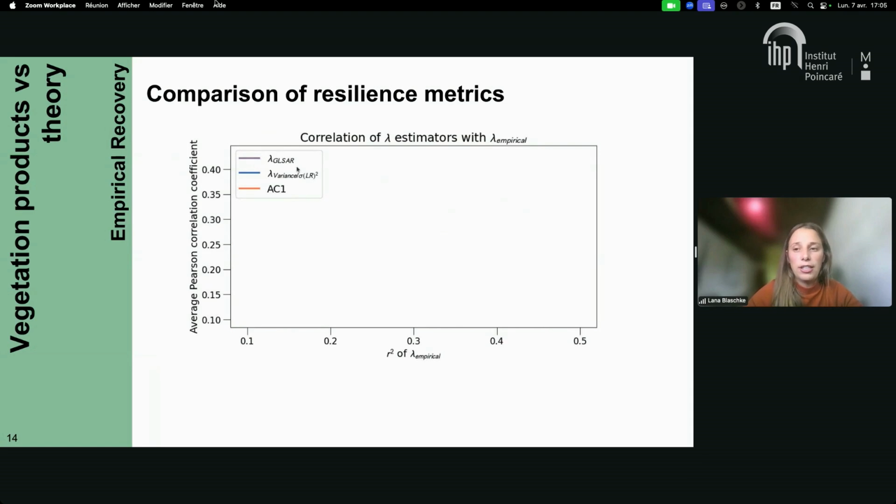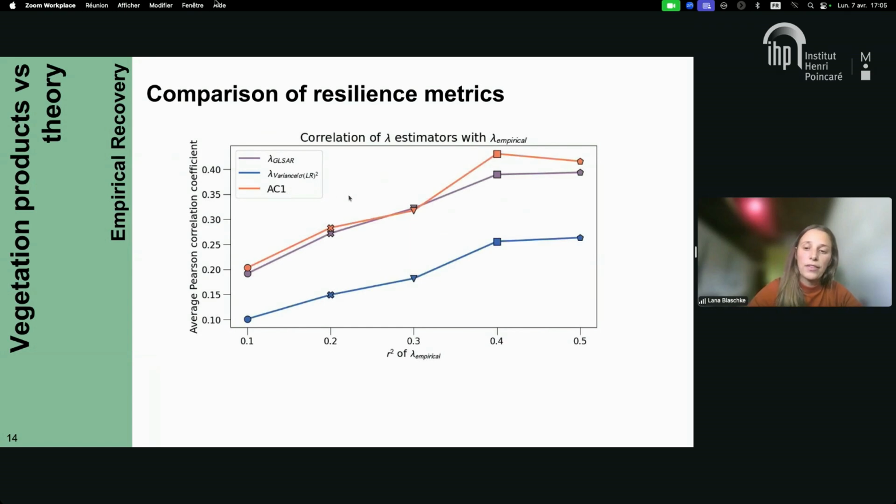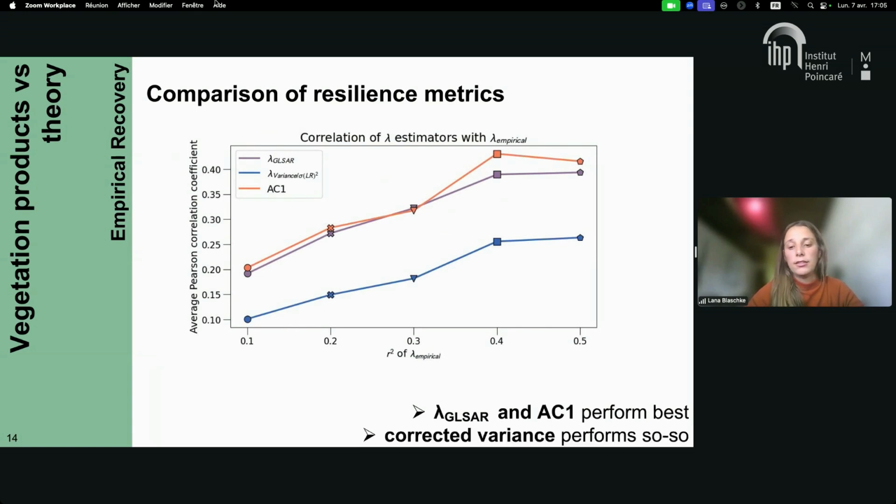We will look at lambda GLSAR. This is a regression that takes correlated noise into account, and then a corrected variance and autocorrelation. And these are the results. What you can see here is that lambda GLSAR and autocorrelation actually perform best, and that the corrected variance, even though it's corrected for the noise amplitude, performs a bit less well. So these are the results comparing the resilience metrics.